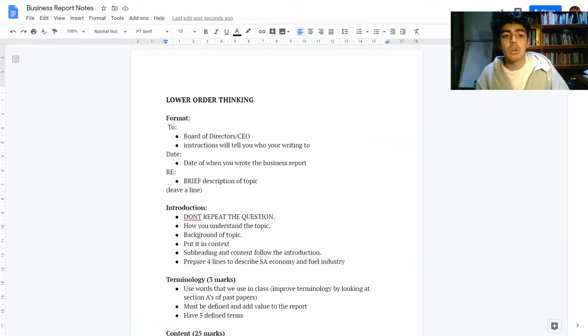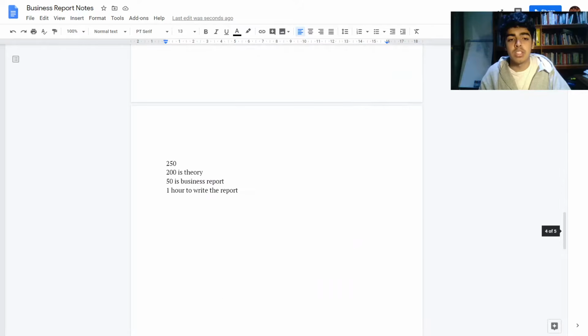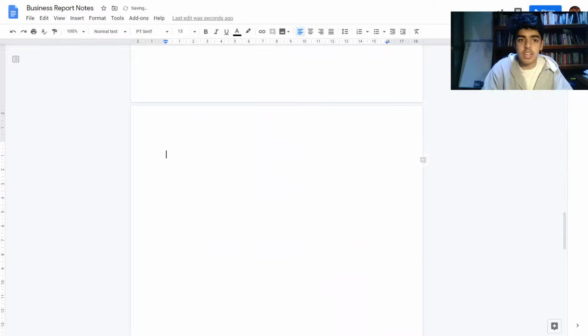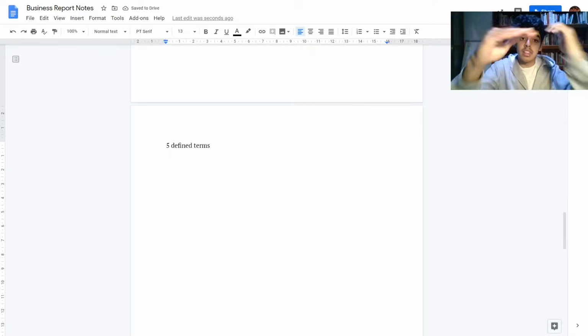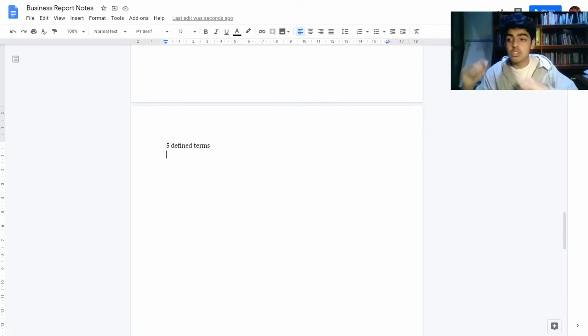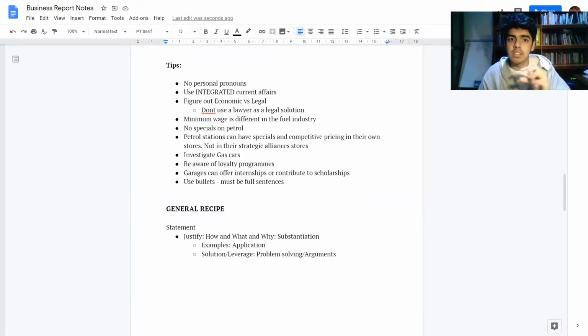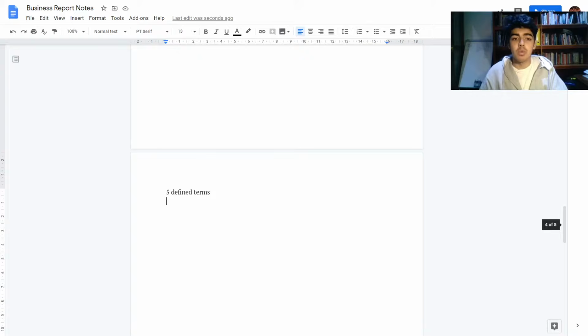But so we have the terminology. The first thing you want is five defined terms. Okay, so you go in there, and next to your question, you write down these things, and you just tick them off as you've done them, because these are just the small things that we tend to forget. You want to make sure that you develop two arguments. You want to make sure that you use another business topic.